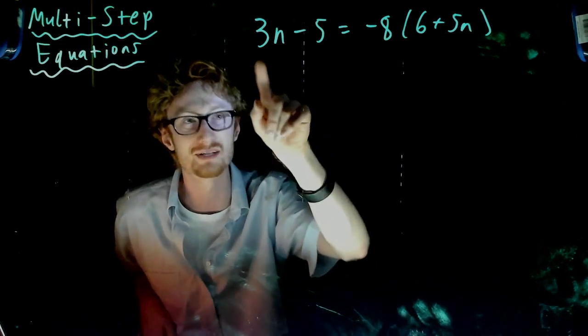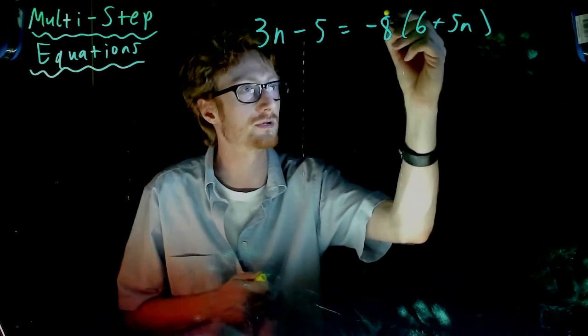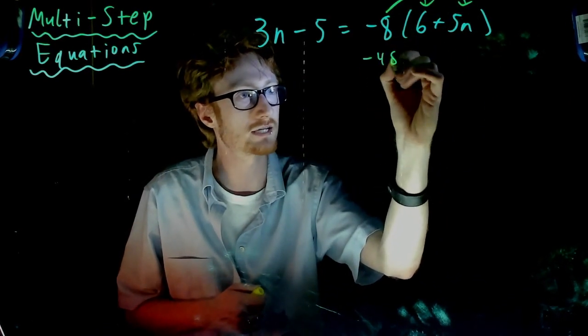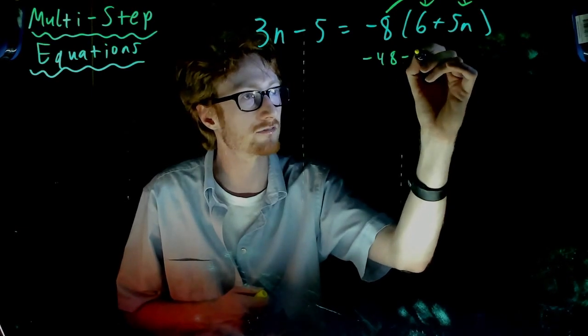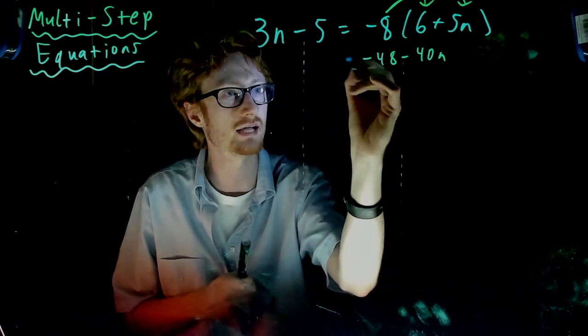I would not suggest doing that on here, because then you have all sorts of messy fractions. So instead of doing that, let's distribute like I showed you a little while back. So negative 8 times 6 is negative 48. Negative 8 times 5 is negative 40n. And then on this side, you have 3n minus 5.